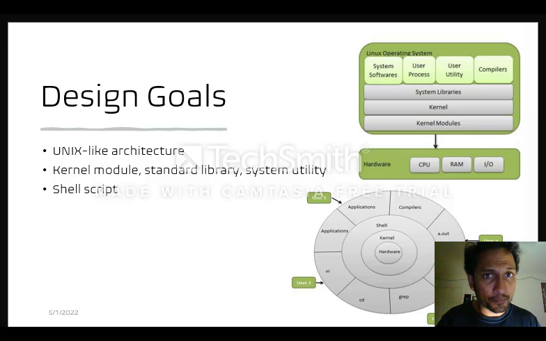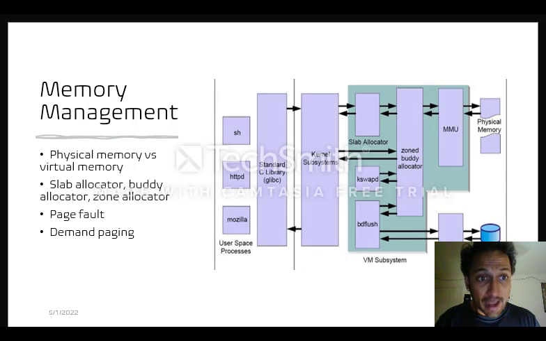Moving on to memory management, what we're really talking about is physical memory versus virtual memory. Physical memory being the actual physical memory address space on the computer, and virtual memory being the way that the memory addresses are mapped to the physical addresses. And so, as you can see here, there's a virtual machine subsystem within Linux, and this includes important allocators for paging: the slab allocator, the buddy allocator, and the zone allocator.